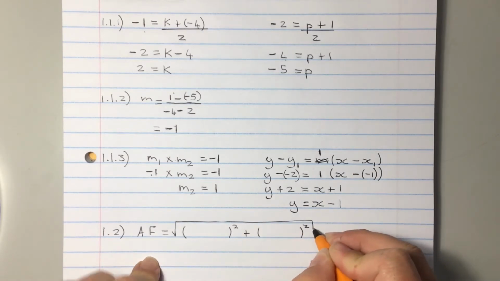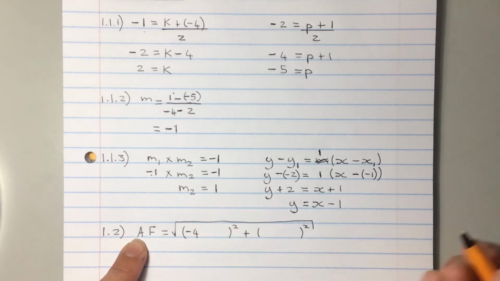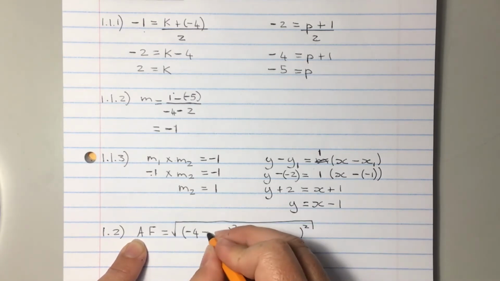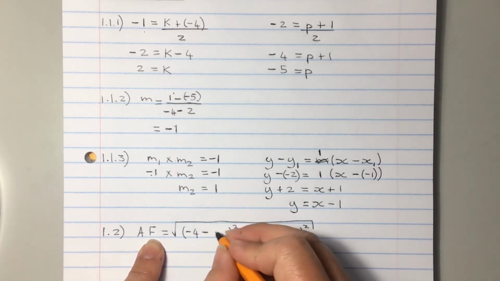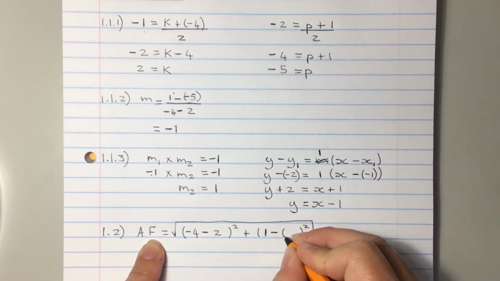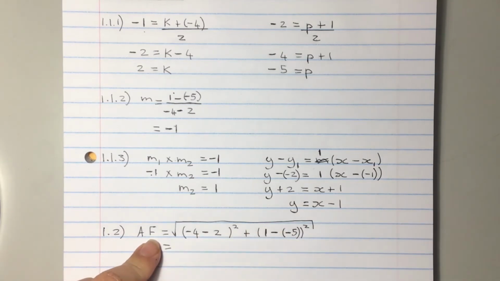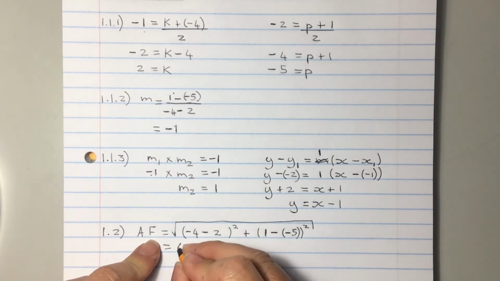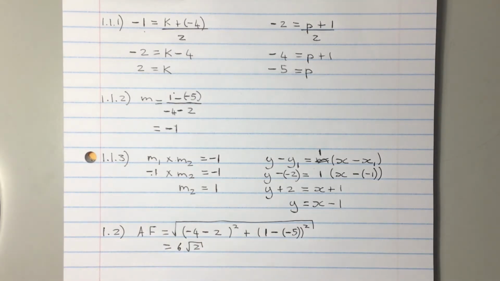So the x value for point A is -4, and the y value is 1, and we want the distance between these 2 points, so we're going to subtract. And then point F, our x value is 2, and our y value is -5. And you put that into your calculator, and you should get 6√2. You can write down the decimal value for this, but I would stick to a surd, which is more accurate since they're not asking for the actual answer.